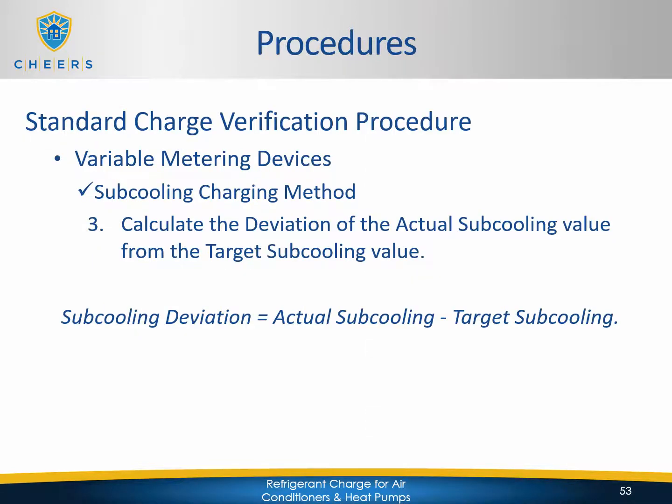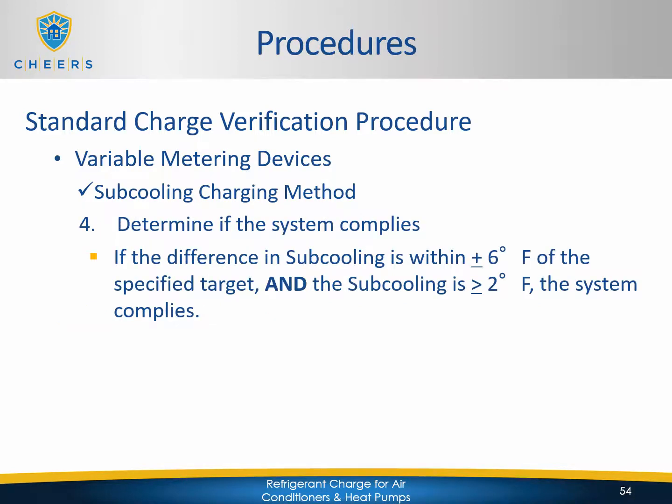You're going to calculate the deviation of the actual subcooling value from the target subcooling value. The subcooling deviation is the actual subcooling minus the target subcooling. You will then determine if the system complies. If the difference in subcooling is within plus or minus 6 degrees Fahrenheit of the specified target, and the subcooling is equal to or more than 2 degrees Fahrenheit, the system complies and it's a pass.